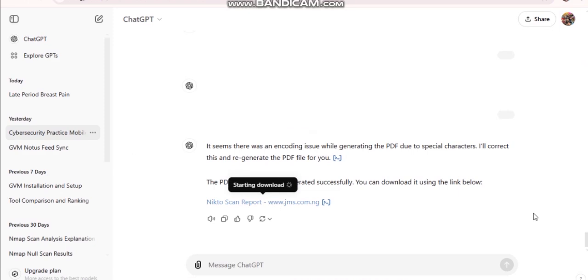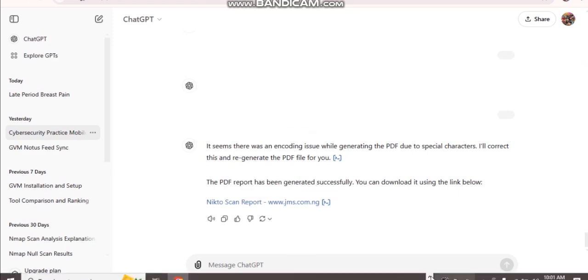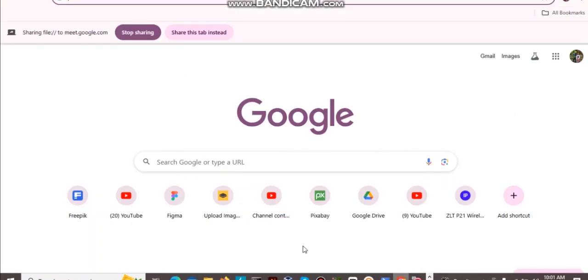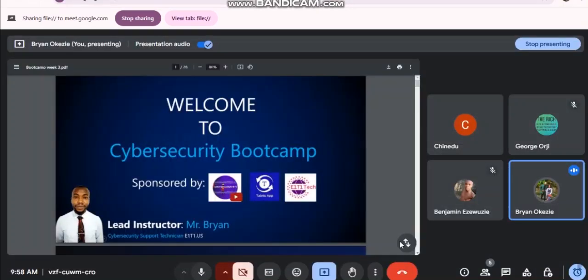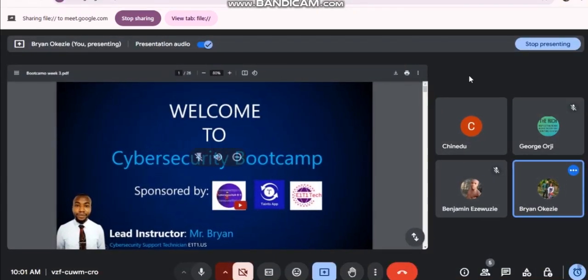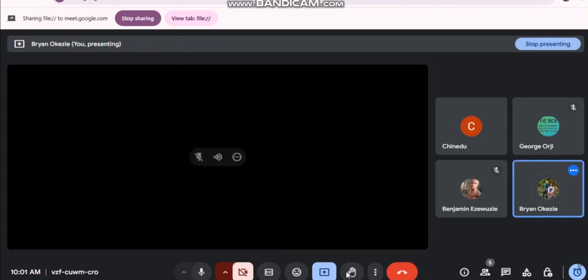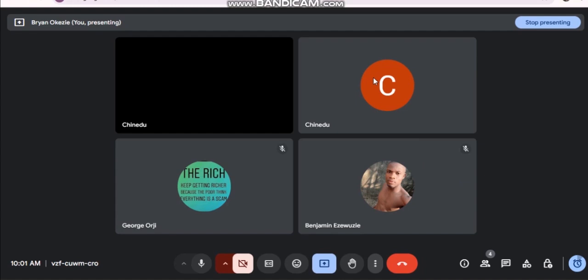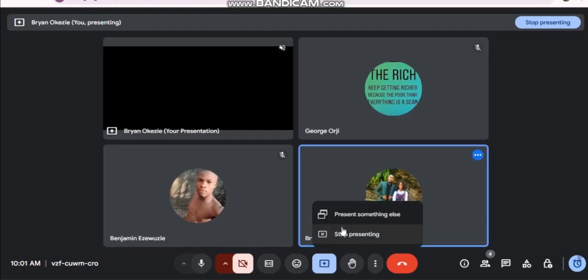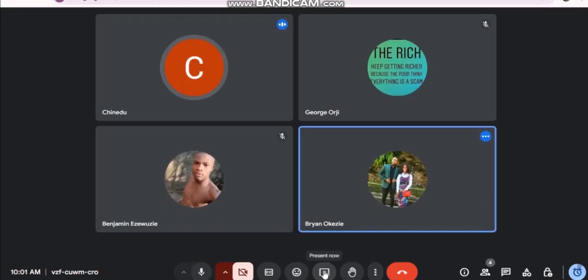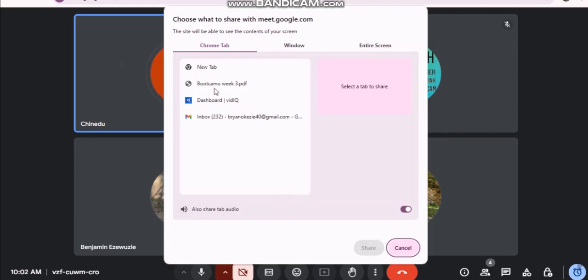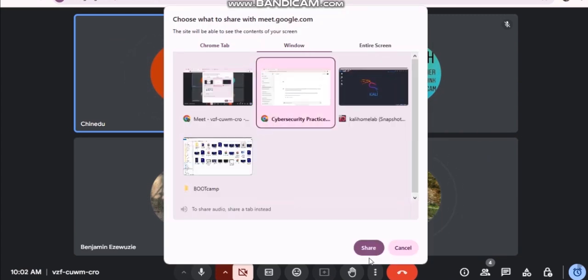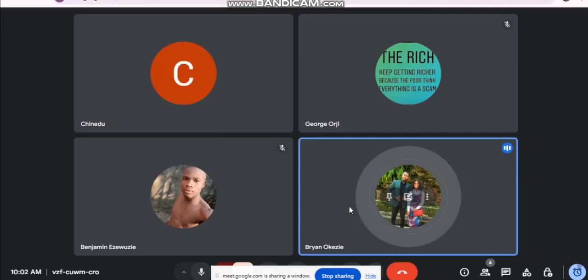Oh, it even gave it to me as a PDF. That is interesting. So let me show you guys how I made it happen. Stop sharing this page. Stop presenting. Present window. Okay, if you can see my screen, let me know.